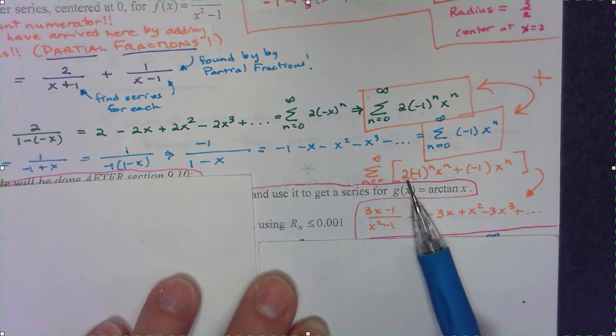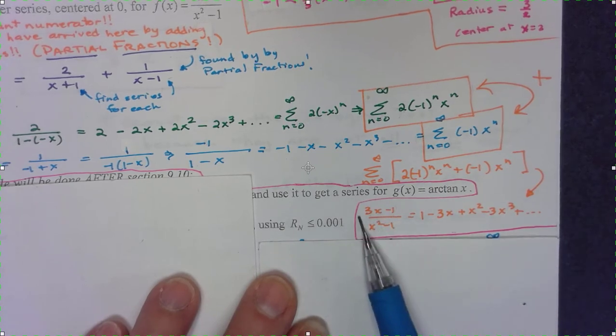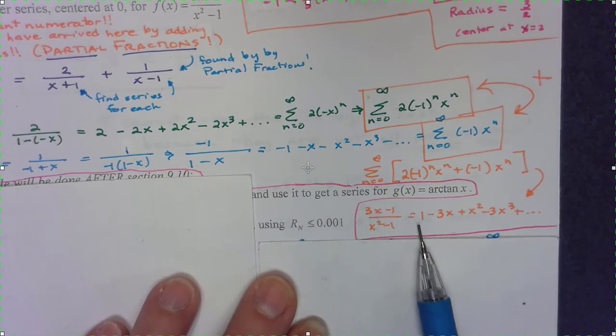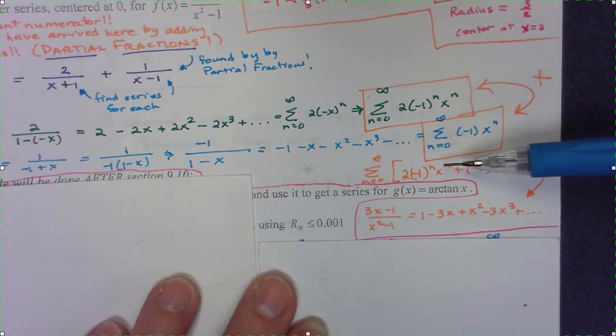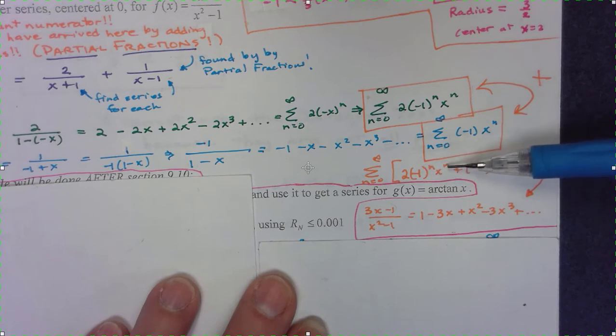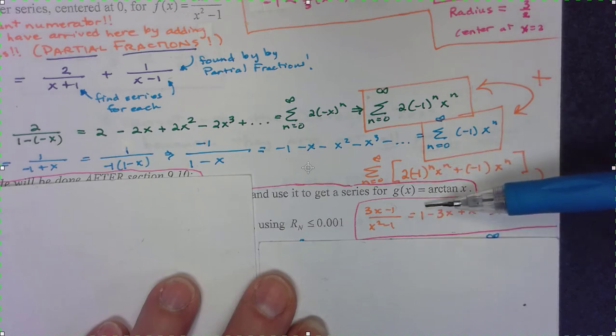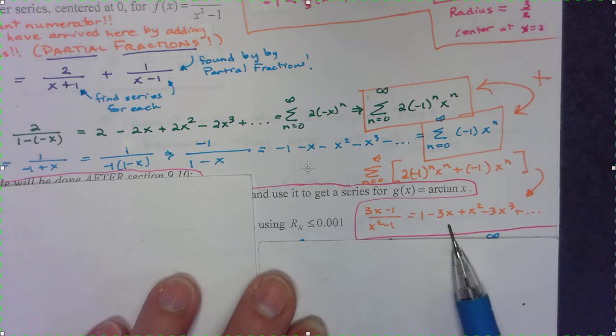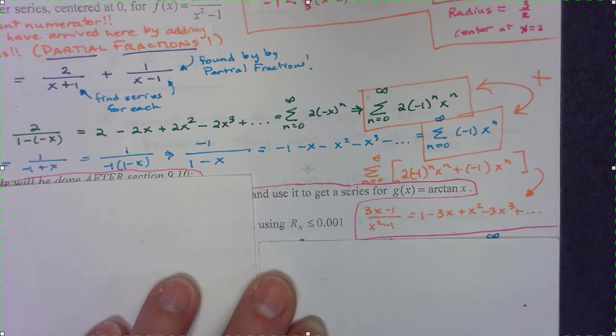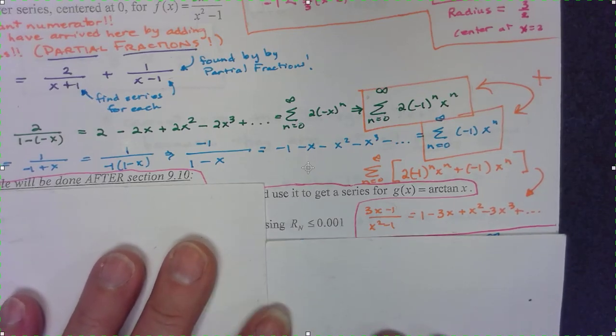Now let's list out what this series becomes. So I'm going to list term by term. When n is 0, I get 2 minus 1. When n is 1, I get 2 times negative 1 times x plus negative 1 times x gives me 3x. And you can go through that process and see that you get this. Very nice, neat problem. I could then find the interval of convergence and all of that work. I'll leave that to you.